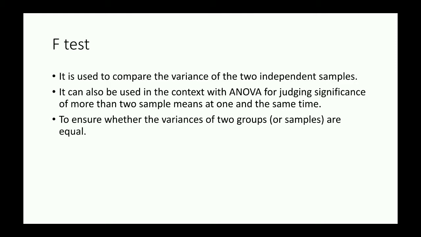With ANOVA it can also be used for checking the variance first, because in t-test also, sometimes people check the f value before conducting the t-test, just to ensure whether the variances are equal or not if they want to apply the equal variance t-test. Ensuring whether the variances of two groups or samples are equal or not is the basic purpose of f-test.